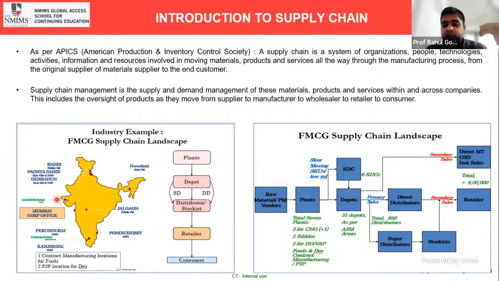And they have a manufacturing footprint spread across India. So they have plants in north, east, south, west. And on top of that, they also have contract manufacturing locations. So what is meant by contract manufacturing locations? That they are not manufacturing it themselves.